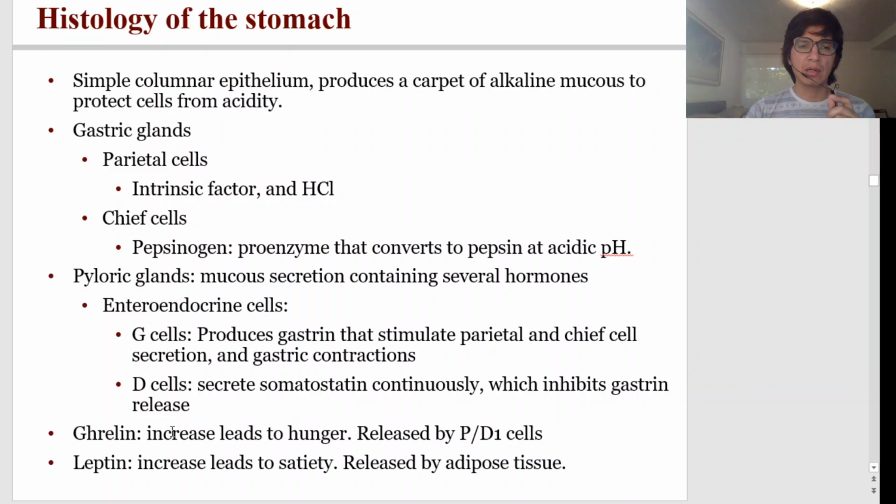We also have other hormones of note. You have ghrelin, whose increase leads to hunger. So if it's 6 p.m. and you haven't had dinner, you have ghrelin increasing, and you will have this sense of hunger. Leptin, on the other hand, increases as you are enjoying a meal until we feel satiety. Ghrelin is released by adipose tissue.